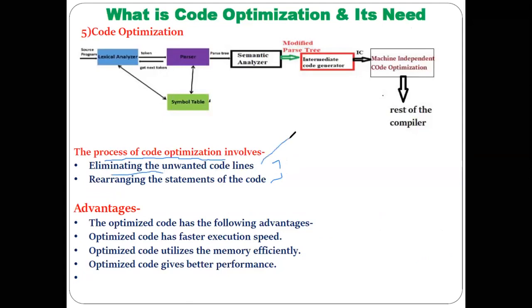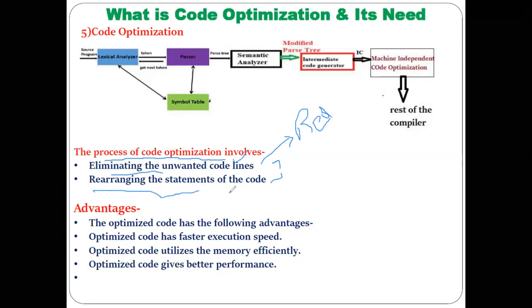Within your program, there might be some unwanted code, some redundant code. Redundant code in the sense of some repetitive code which is not needed. So removing such code from your program is one activity using which the code optimization can be done. And the second activity is what?